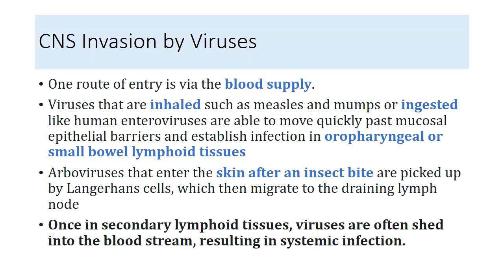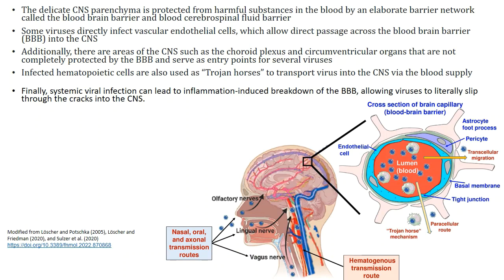It can thereafter migrate to the draining lymph nodes. Only it must be noted that secondary lymphoid tissues can be affected by viruses that are often shed from the bloodstream, resulting in a characteristic systemic infection. So now the delicate CNS parenchyma is protected from harmful substances in the blood by an elaborate barrier network, as we can see alongside here.